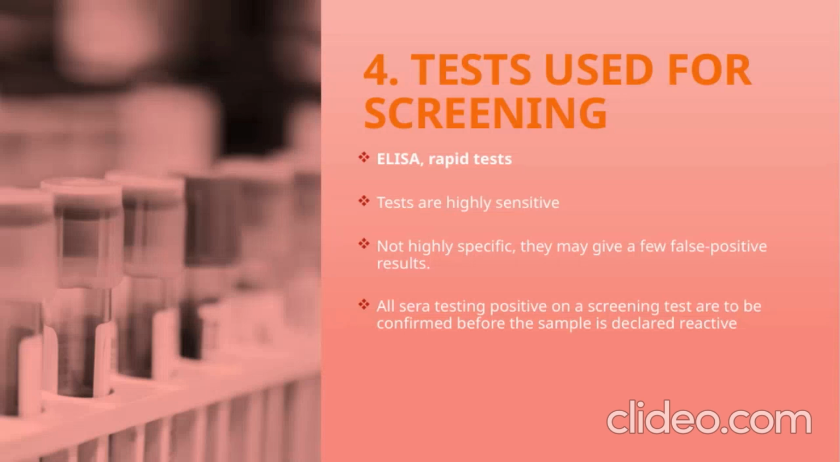Let's talk about ELISA and rapid tests. These tests are known for their high sensitivity, which means they're very good at detecting those who actually have the condition. However, it's important to remember that they are not highly specific. This means they can sometimes give false positive results, indicating someone might have the condition when they actually don't.